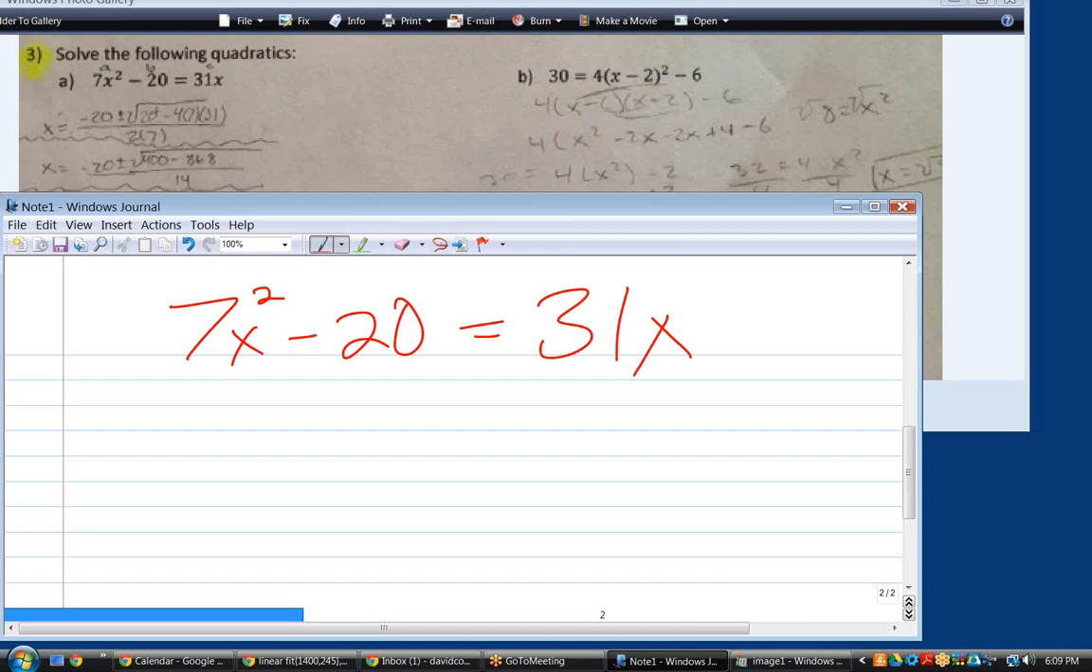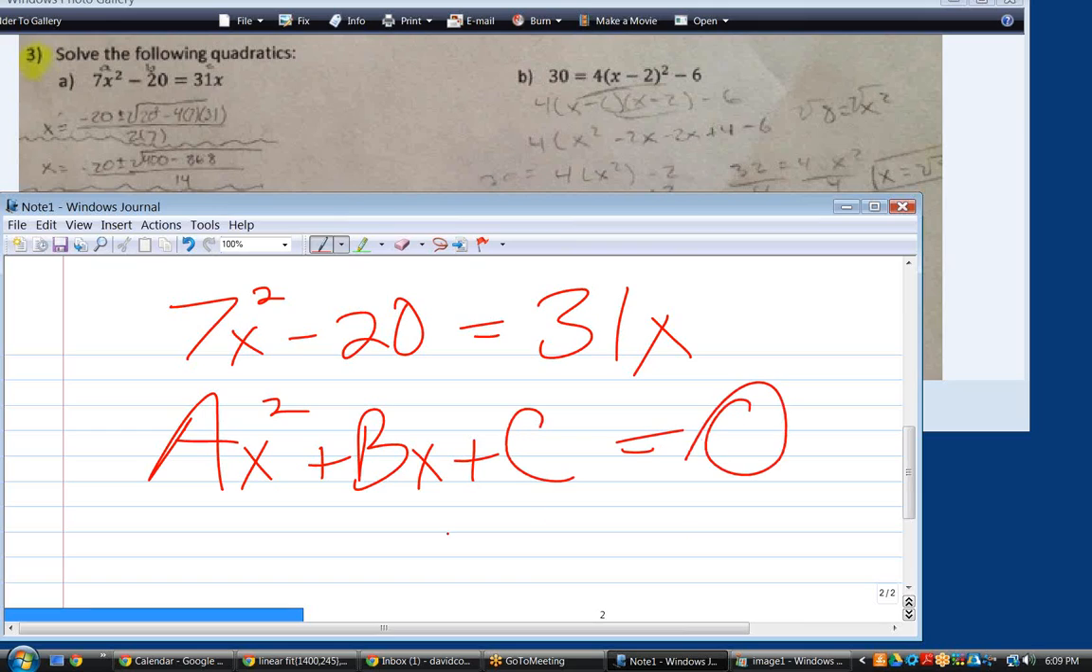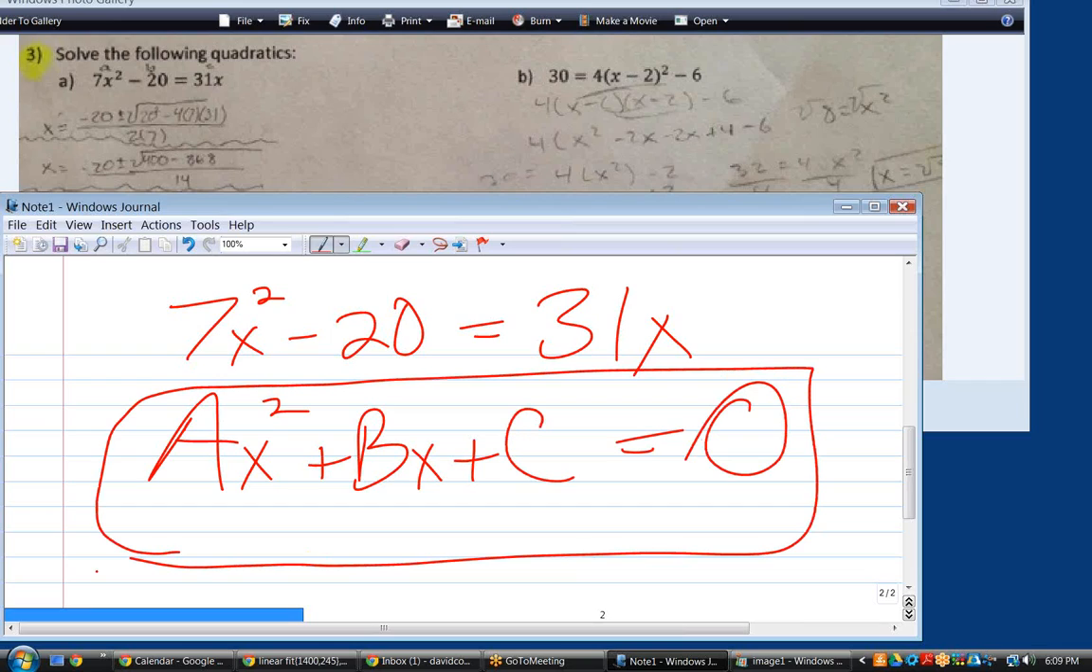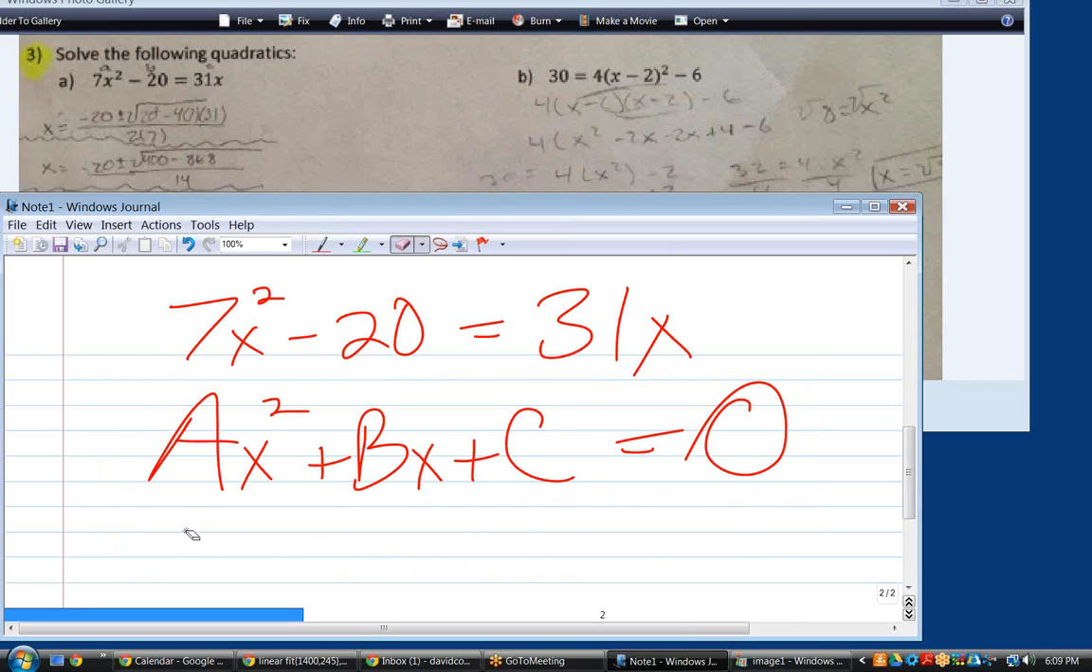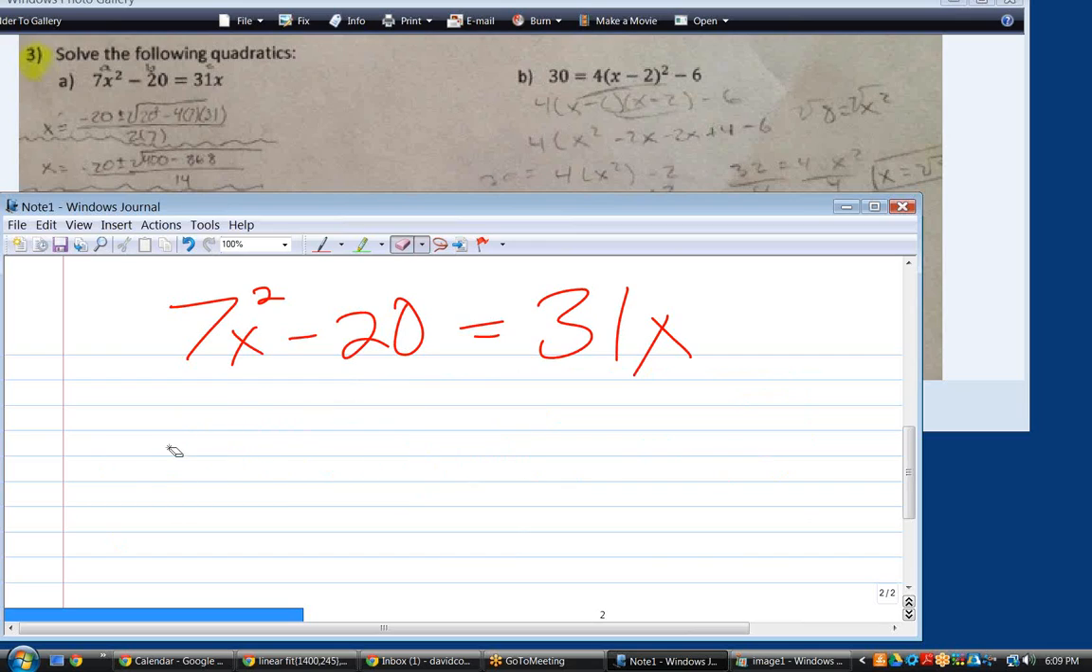At the moment, you got this on the wrong side. In other words, A, B, and C only applies to standard format. Once you get it in this format, then you can figure out what A, B, and C is, but not before. So what do I have to do to this to get it in that standard format?